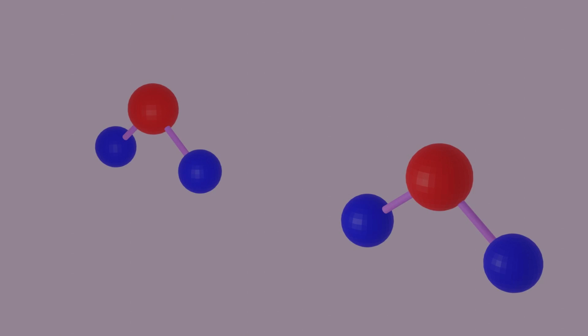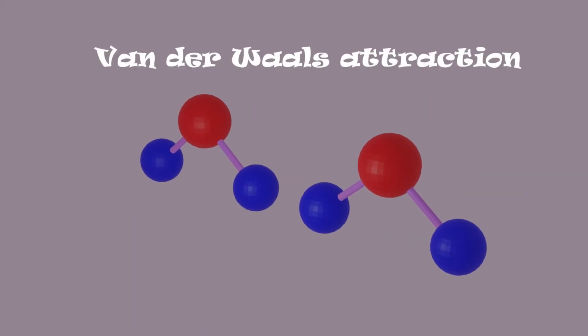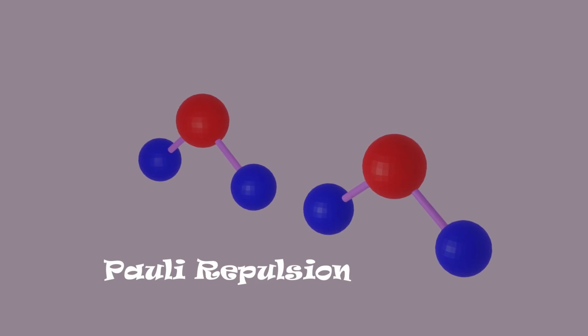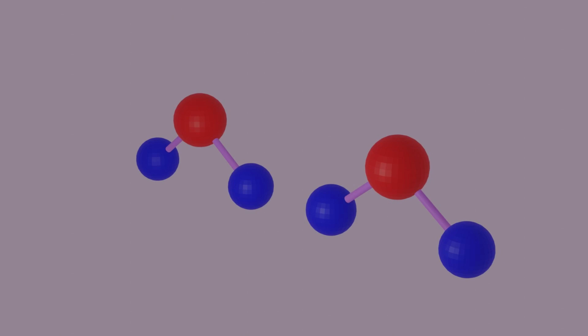The Lennard-Jones potential, on the other hand, takes into account the van der Waals force, which is attractive. When the molecules become too close, the Lennard-Jones potential causes the molecules to repel, which represents the Pauli repulsion.